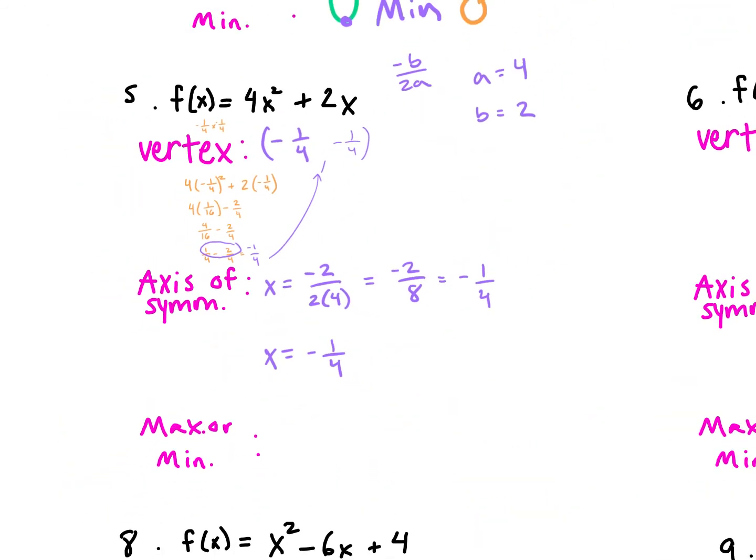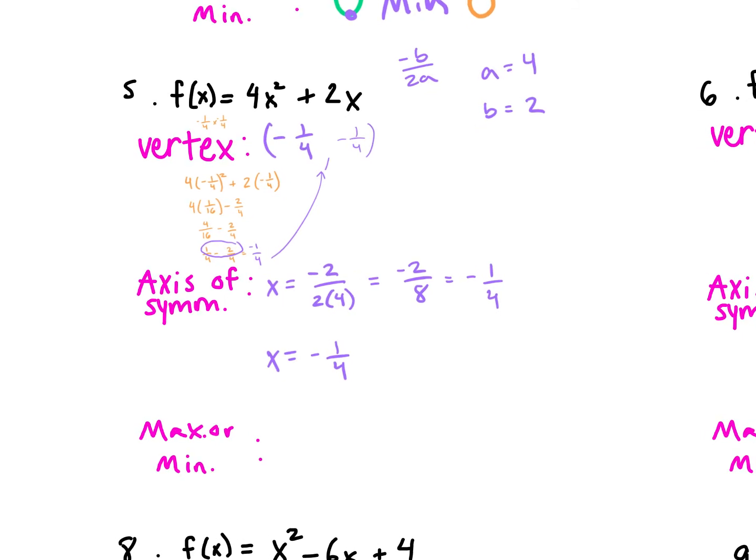So then, does this graph open up or open down? It opens up because A is positive. Is my vertex at the maximum or minimum? Minimum. And what's my minimum value? Negative 1 over 4. Perfect. It always is your y. Any questions?